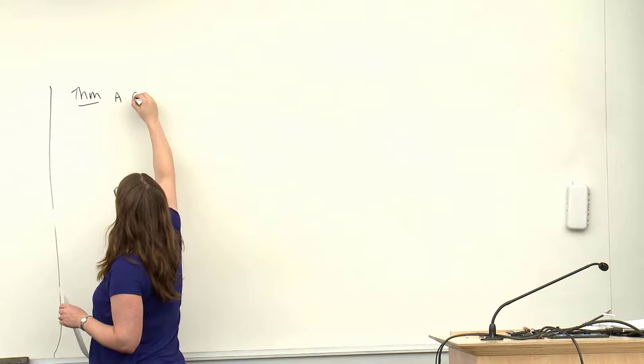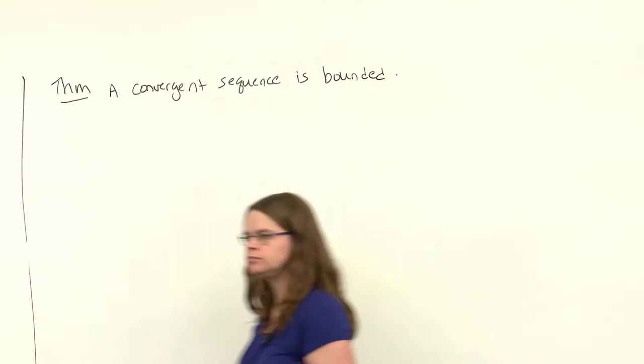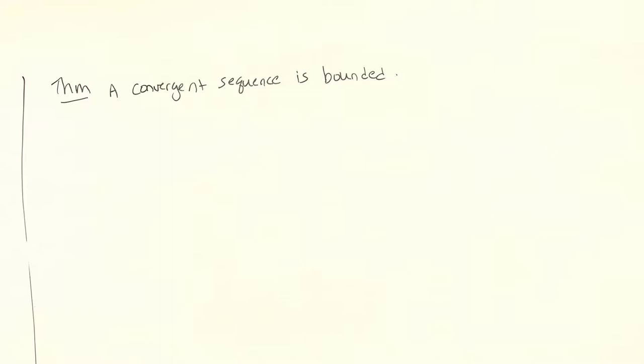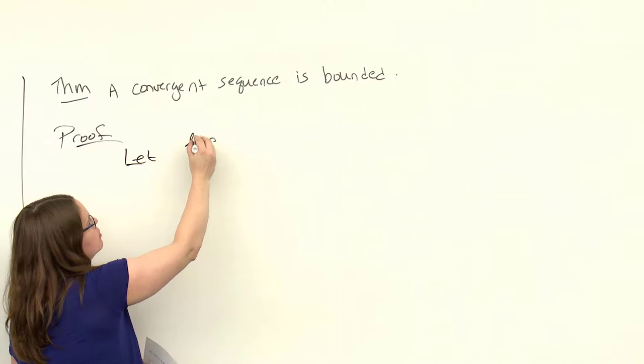Okay? So a convergent sequence is automatically bounded. The flip side of that being, if I hand you a sequence and you happen to notice it's an unbounded sequence, you automatically know there's no limit. So if we want to prove this, let's suppose we start with a convergent sequence, something that has a limit.